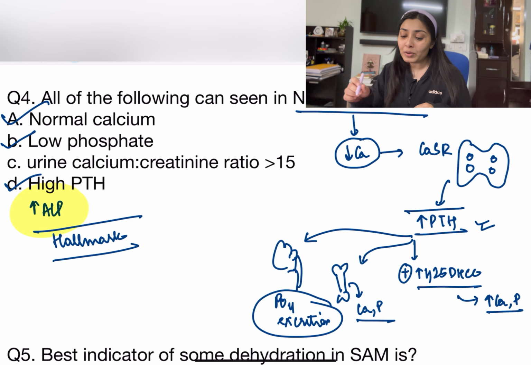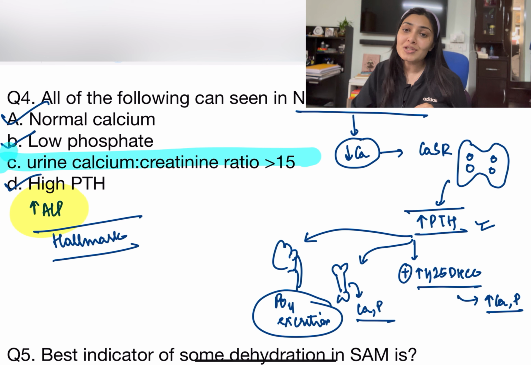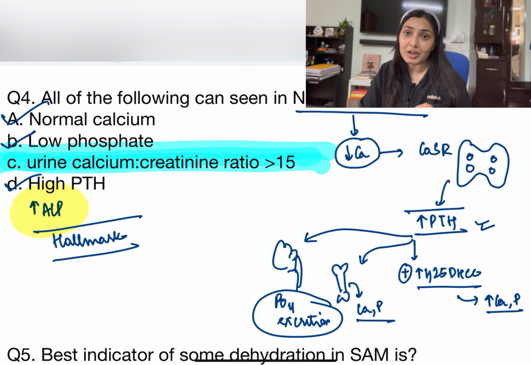So the most appropriate answer here is going to be urine calcium to creatinine ratio more than 15, because calcium absorption takes place, not excretion from the kidneys, right? So this would be the most appropriate option here. We do not see increased urine calcium to creatinine ratio. In fact, decreased calcium to creatinine ratio would be seen. So moving on to the next question.